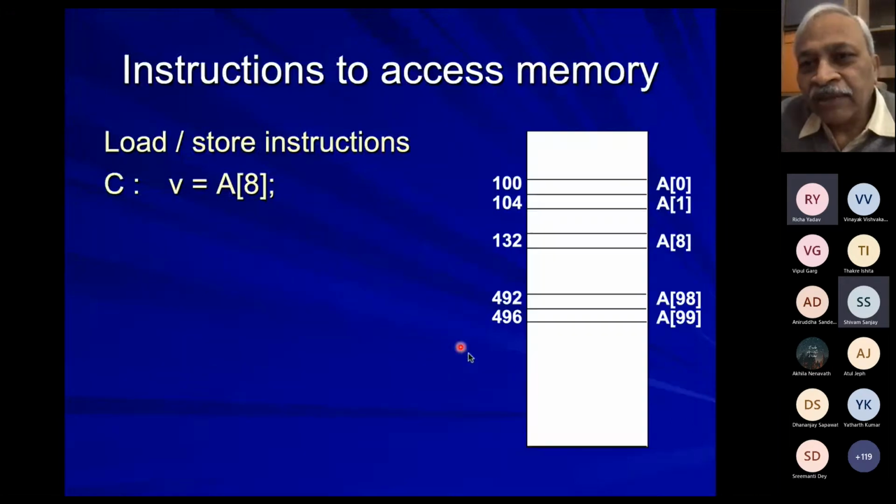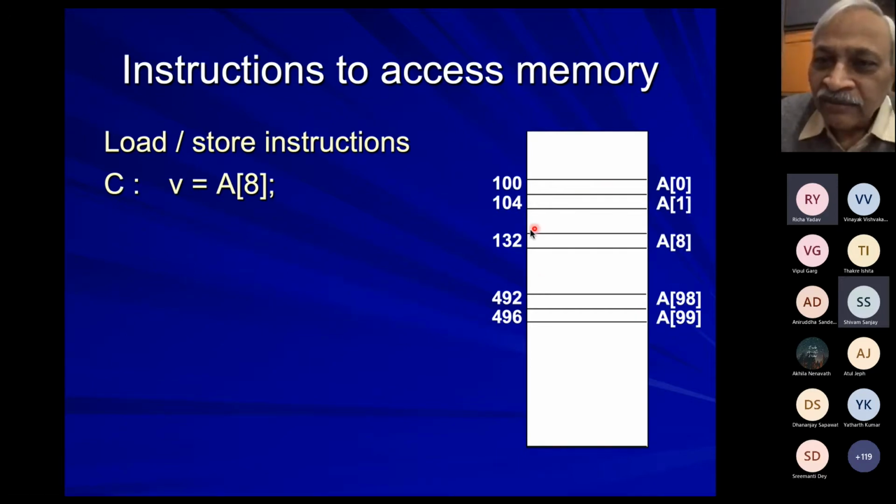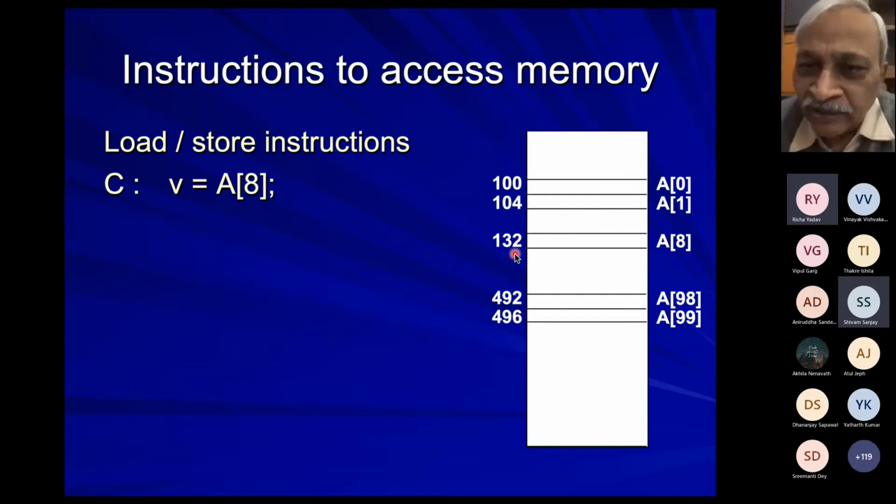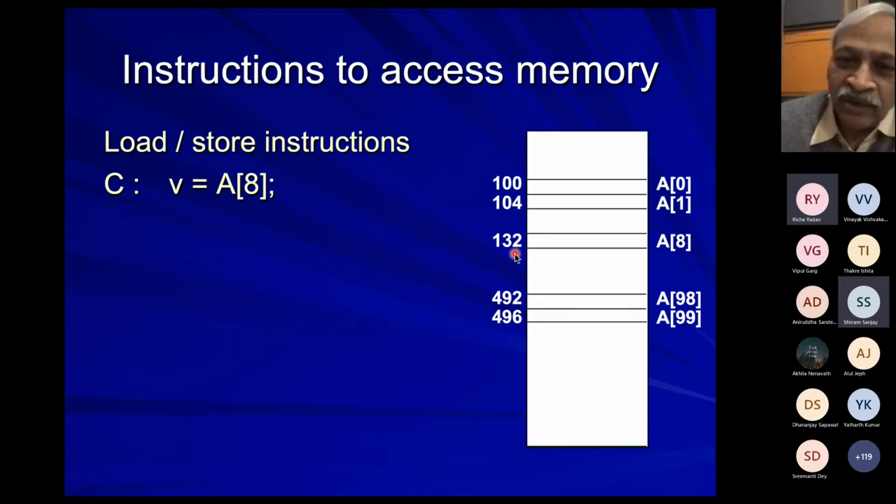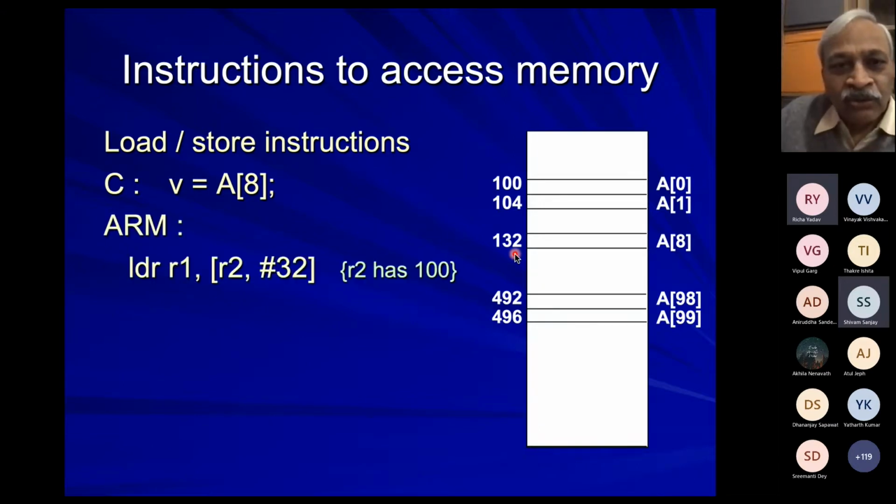Suppose the array begins at address 100, and the array consists of integers, each occupying 4 bytes or 1 word. So A0 has address 100, A1 has address 104, and so on. A8 has address 132. When I say it has address 132, it means it consists of 4 bytes numbered 132, 133, 134, and 135. So you will use an instruction called load. LDR stands for load register.